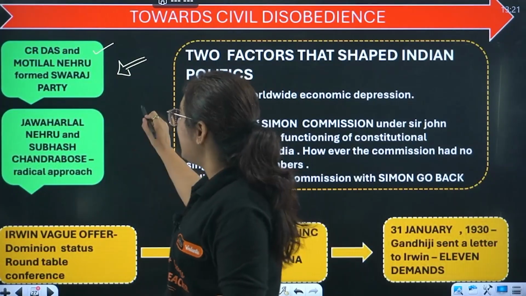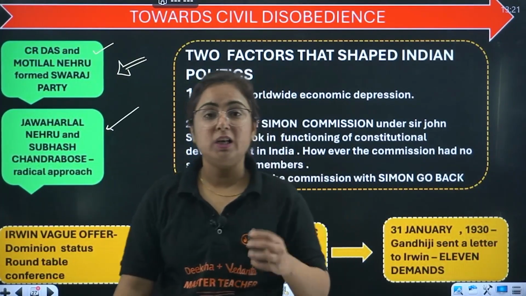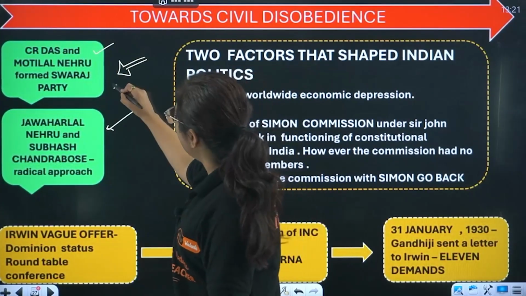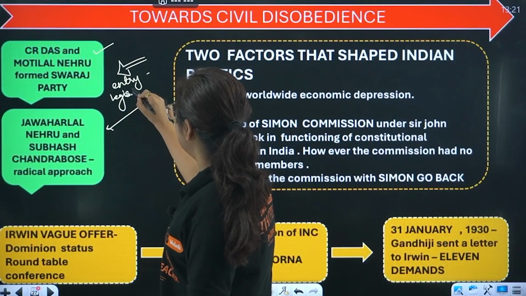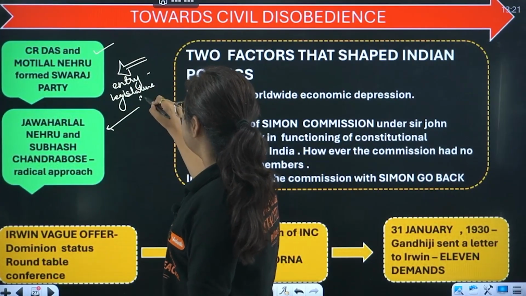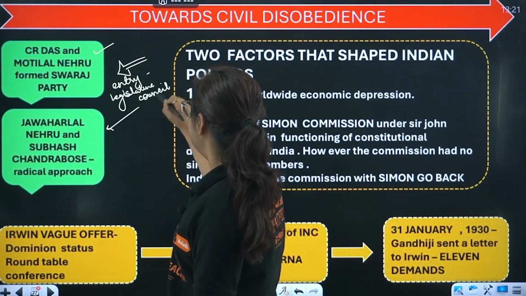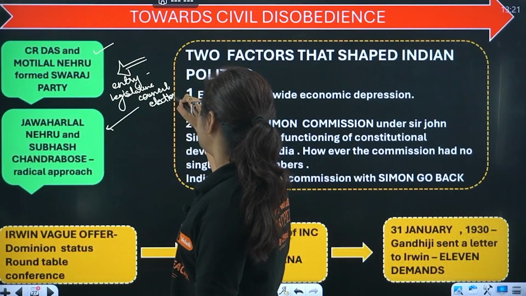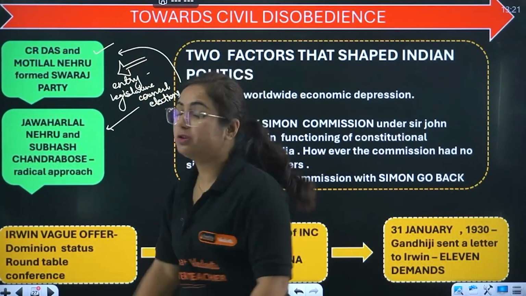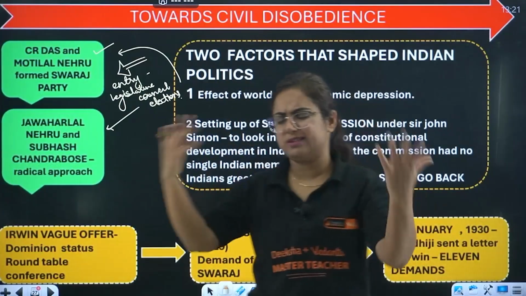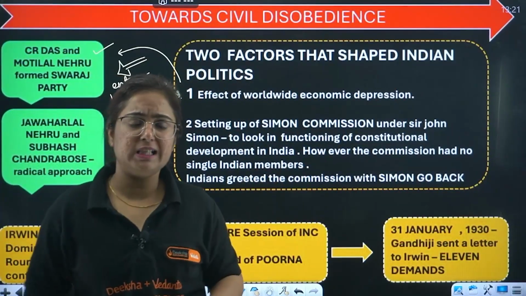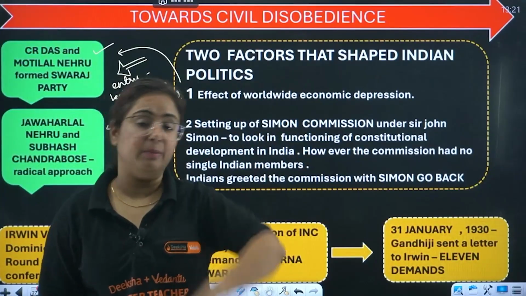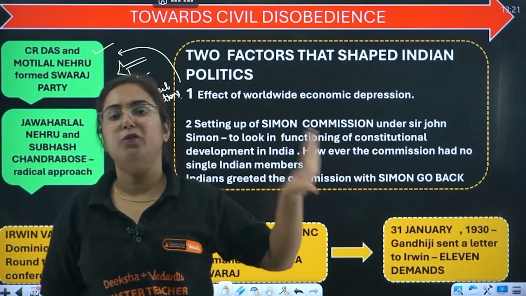Swaraj Party, and here they wanted what? They wanted that there should be entry open again to the Legislative Council elections. So now they are back to the Legislative Council election. Whatever is the next election, they are going to participate in. They are not going to boycott the Legislative Council as a part of NCM in any future movement too.